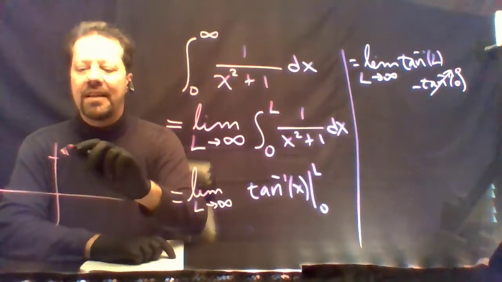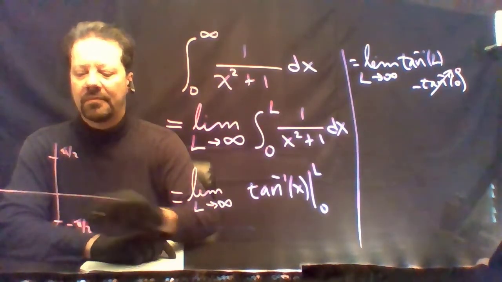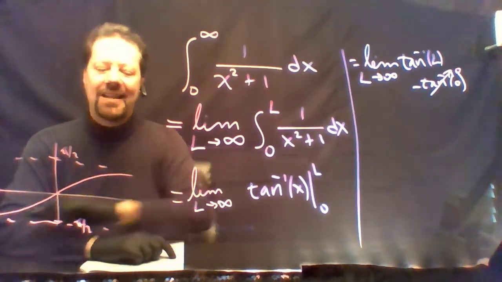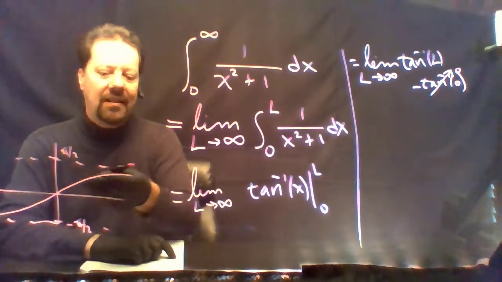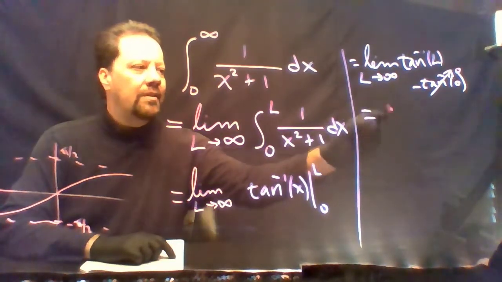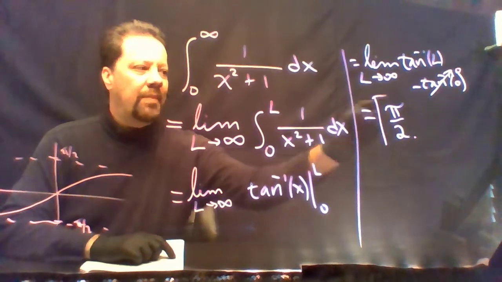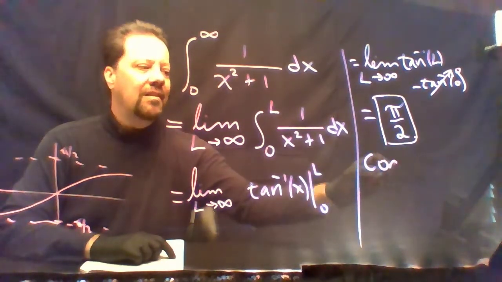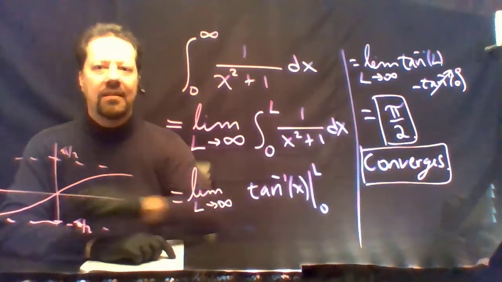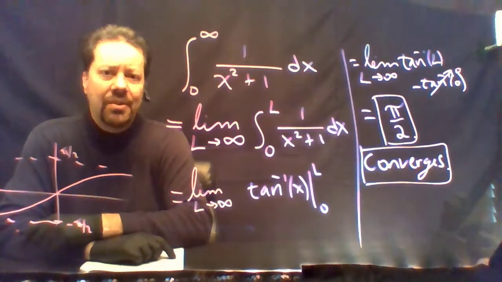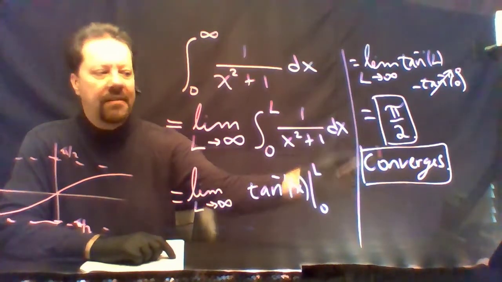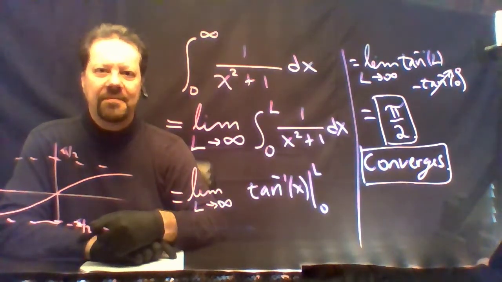The graph of inverse tangent looks like a sideways tangent curve. As you send L to infinity, the value of the function tends towards pi over 2. So our answer is pi over 2 and it converges. The statement of the problem specifically asked you to determine whether or not the integral converges or diverges. Since we have a finite limit, the integral converges.